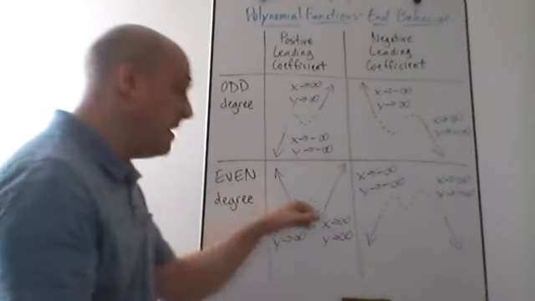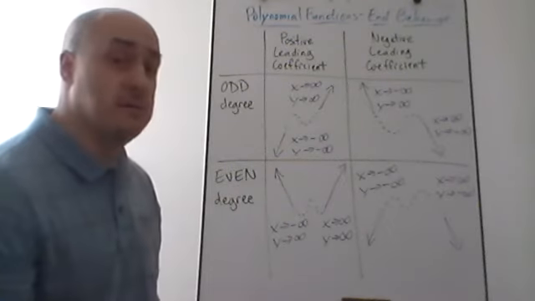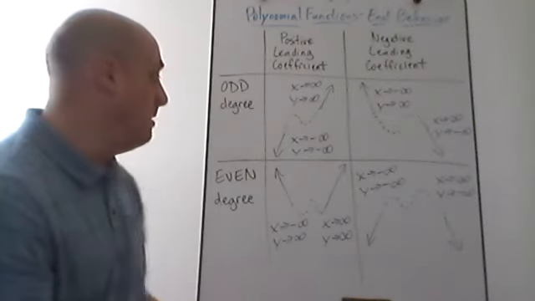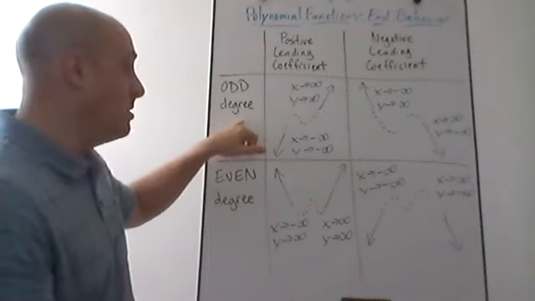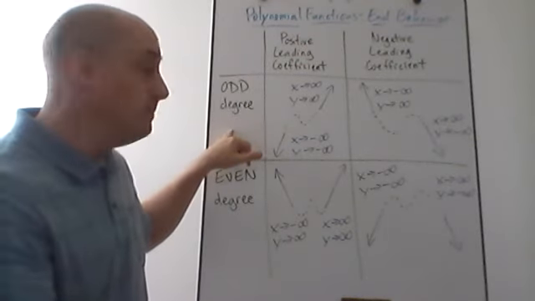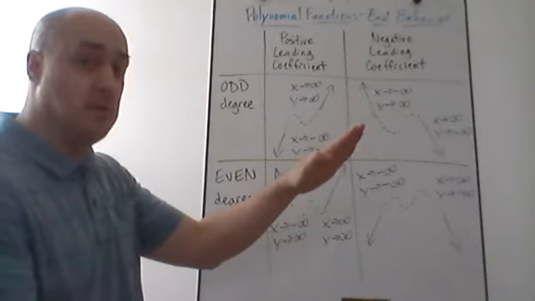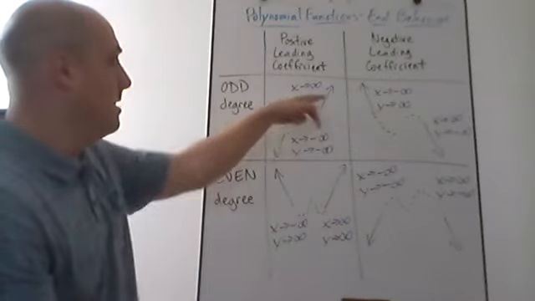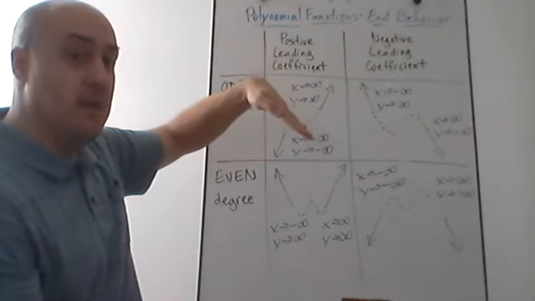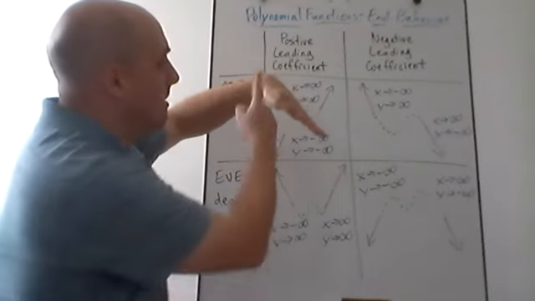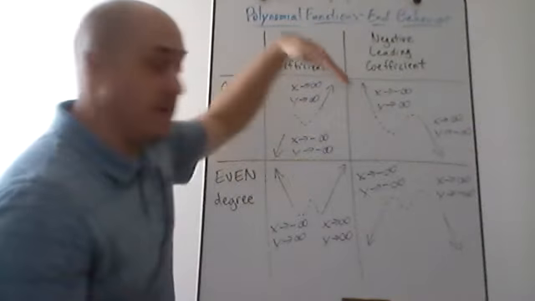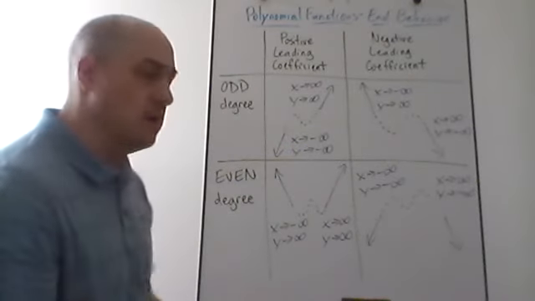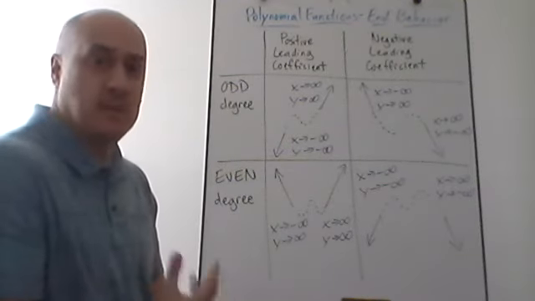So the even degree follows the same pattern as a quadratic function. The parabola: either both ends are up or both ends are down. The odd degree polynomials follow the same pattern as a linear function. For a linear function, if it has a positive slope, the left side is going down and the right side is going up, just like this here. Or if the linear function has a negative slope, then the left side is up and the right side is down, just like this one over here. So every odd degree polynomial follows that same behavior as a linear function.